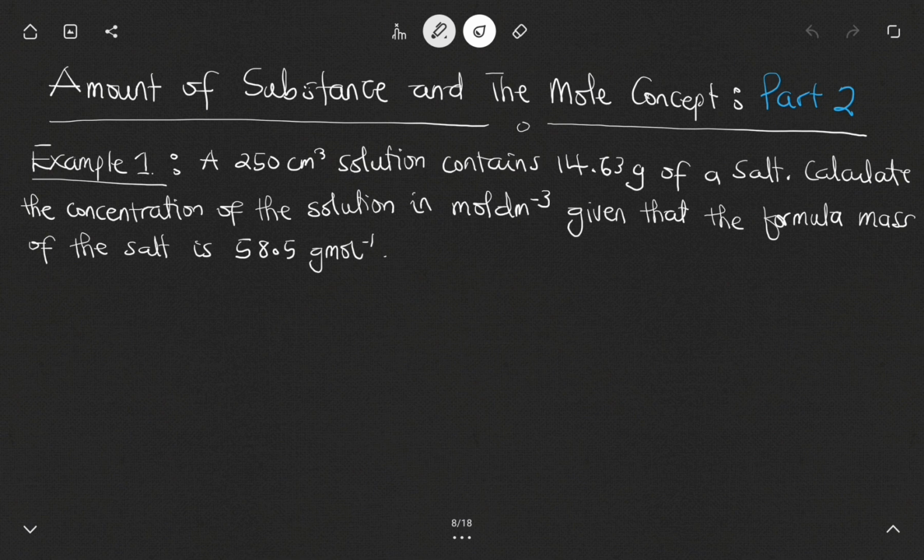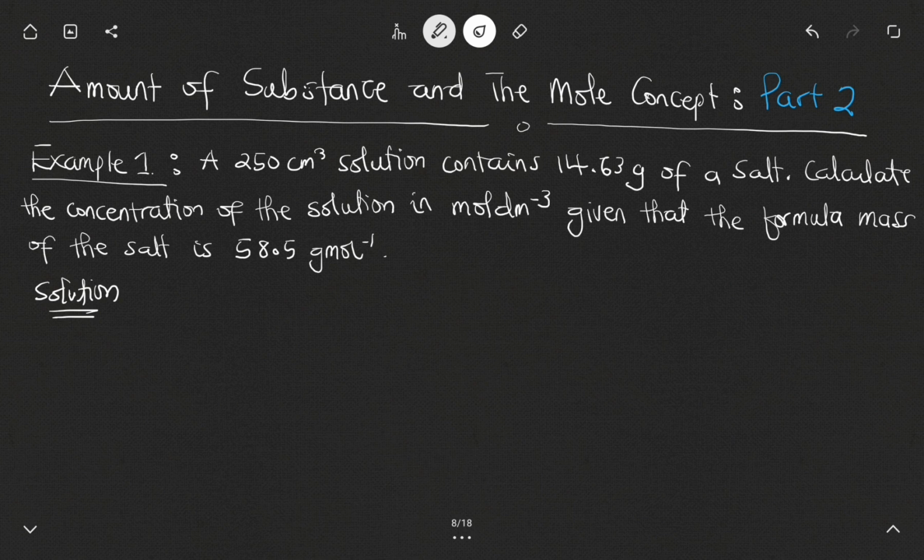Example number 1: a 250 cm³ solution contains 14.63 grams of salt. We are to calculate the concentration of the solution in mole per dm³, given that the formula mass of the salt is 58.5 gram per mole. Alright, so let's go ahead and write down the solution to this problem.